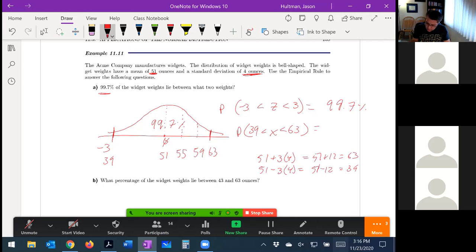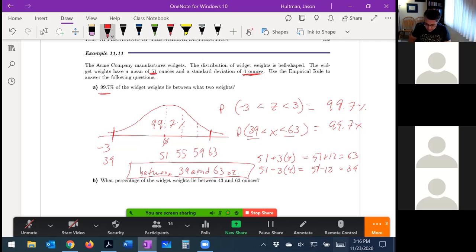Okay, and so it says 99% of the widgets lie between what two weights? Well, 39 ounces, these are ounces, and 63 ounces. So it is 99.7%. So between 39 and 63 ounces.